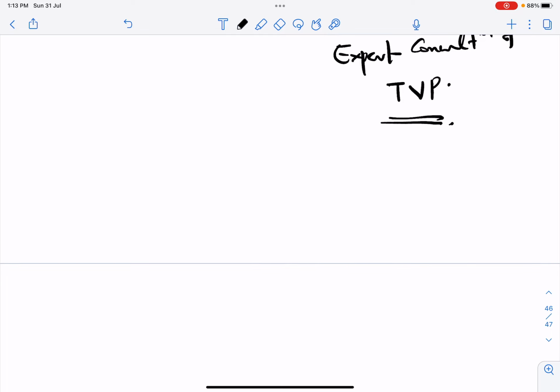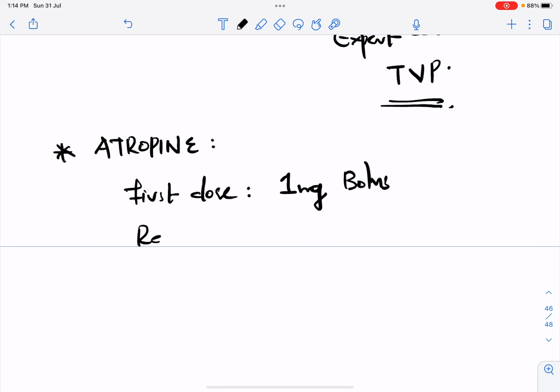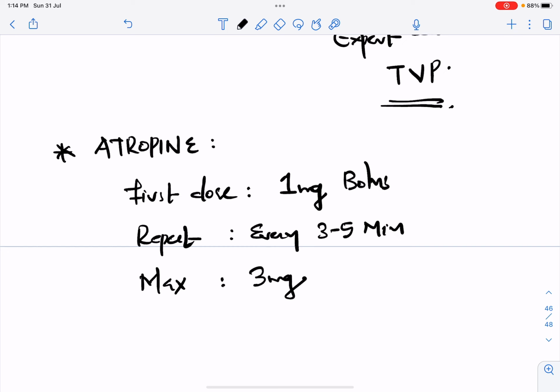Now, how to give atropine? Atropine is the first drug in bradyarrhythmia. So the first dose of atropine is 1 mg bolus through the IV line, and you can repeat every 3 to 5 minutes up to a maximum dose of 3 mg. So you can give a maximum of 3 doses.